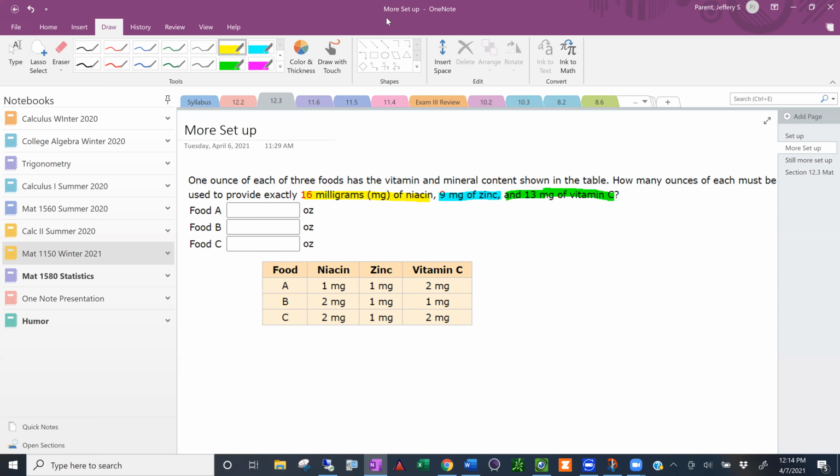Let's look at the first one. The first one says, okay, you get so much nutrition from these groups, so much niacin from A, B, and C. So let's circle all that here, focus our attention there. And we wanted a total of 16 milligrams of niacin. Now, some of that niacin comes from food A, some comes from food B, some comes from food C, but all together that does lead to an equation.